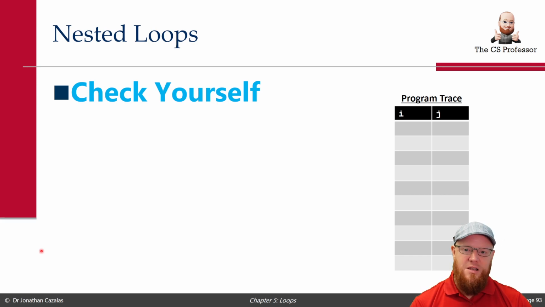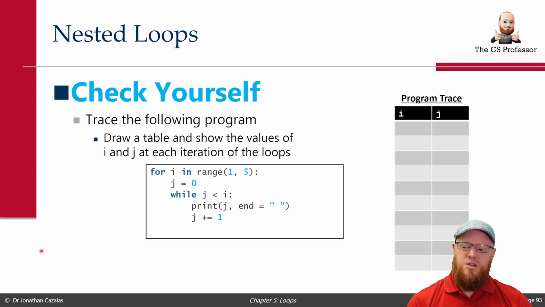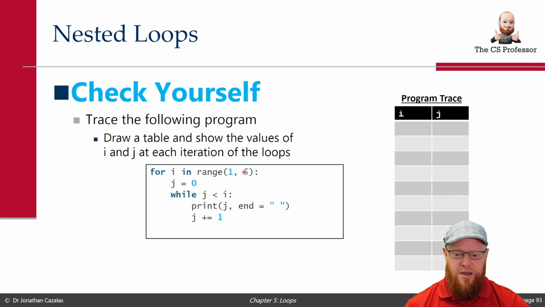We're going to end by simply tracing through this example to give you a better understanding of how nested loops really work. So here we have a for loop, for i in range 1, 5. Ask yourself how many times that iterates. It iterates 4 times: i is 1, 2, 3, 4, but not when i is 5.